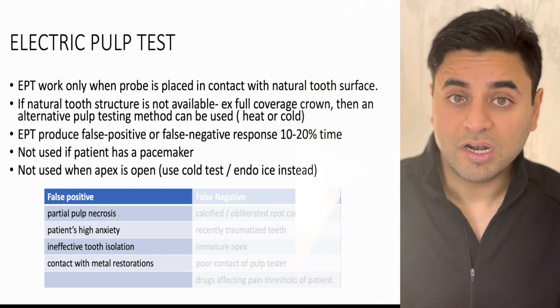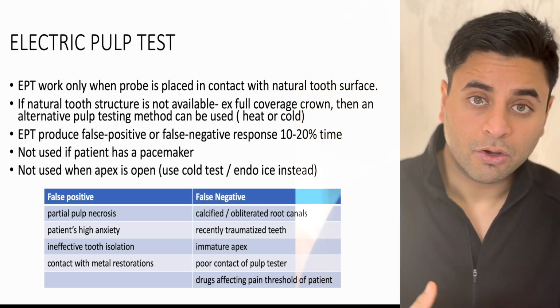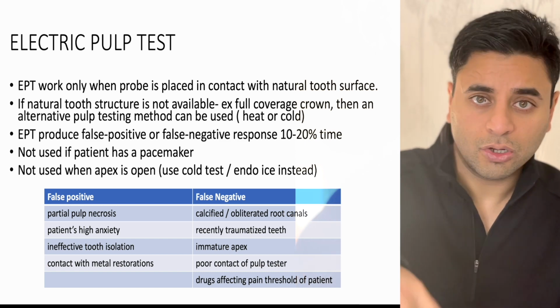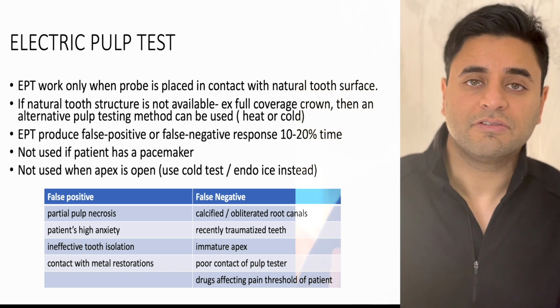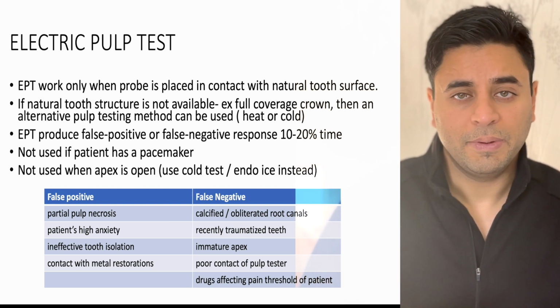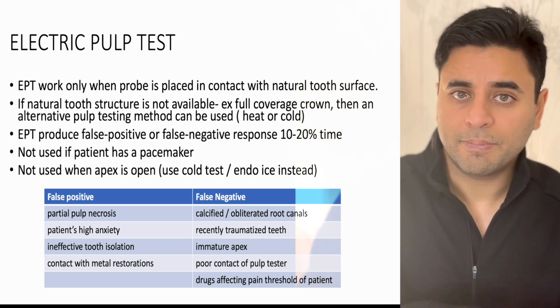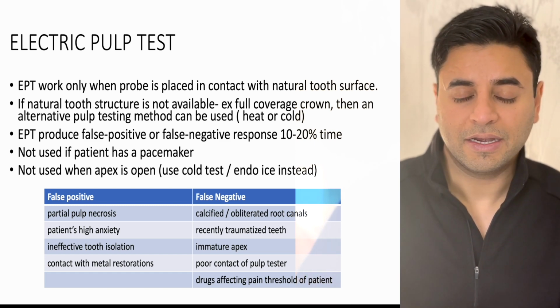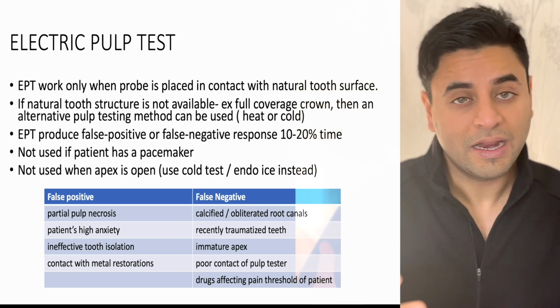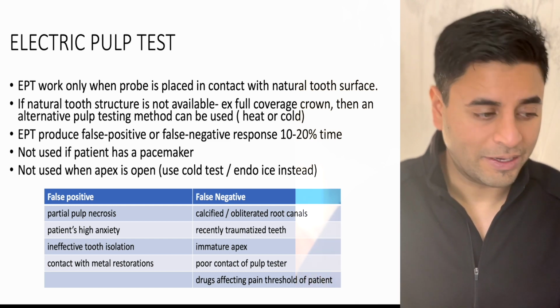What will give you a false negative? A calcified or obliterated root canal. It may be vital, but it's calcified. Like the top part of the pulp chamber is calcified. Maybe there are vital tissues down in the canals, but if you do the EPT, it may not let the current pass through the calcification. So you might get a false negative, but the tooth is vital. You might get into trouble later, and you might have to change your approach to the vital root canal treatment.